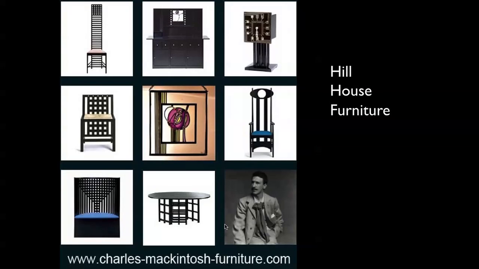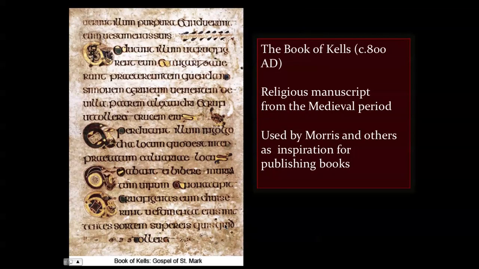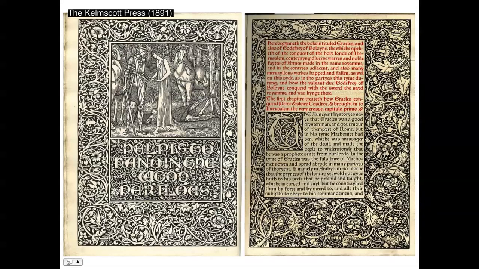Morris also was interested in medieval manuscripts, and he started in the late 1800s the Kelmscott Press, which was a small group of artisan bookmakers who printed and published these beautiful books. Most famously, the Tales of Chaucer, but they also published a number of beautifully illustrated volumes.